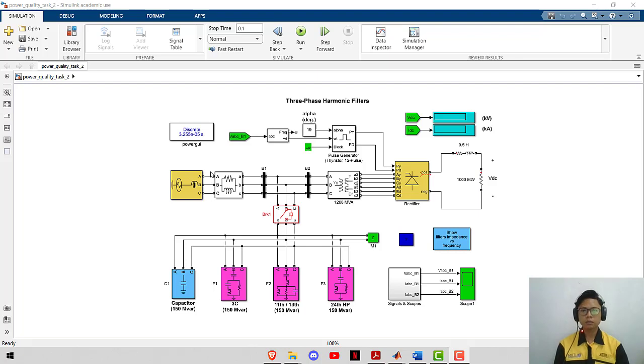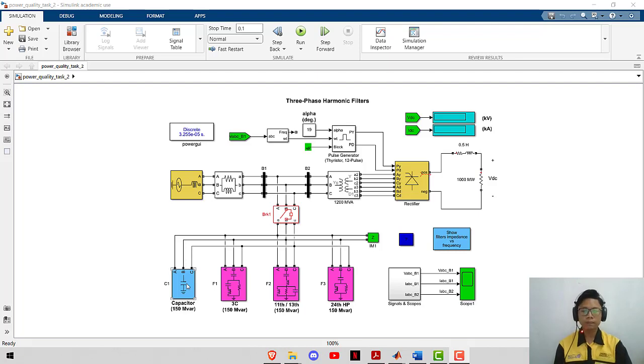This system consists of a few main components: a 3-phase generator, the power transformer, rectifier, a DC side generator, the pulse generator, and also a 3-phase harmonic filters, which consists of the C-type high filters, double tune, and the high pass filters connected in parallel with the capacitor bank, and these filters are connected to the circuit breaker. Therefore, in this simulation there will be two conditions, which is with and without filters.